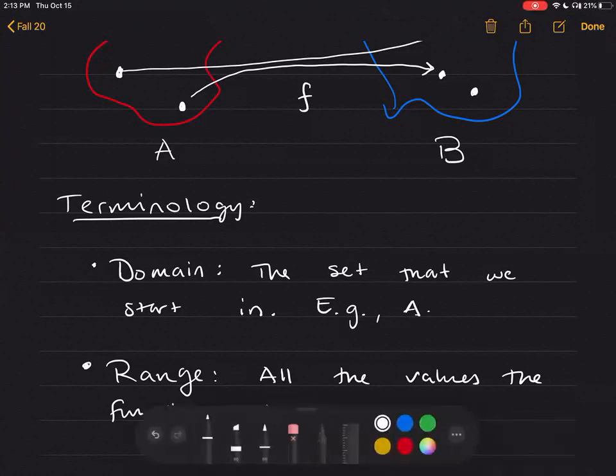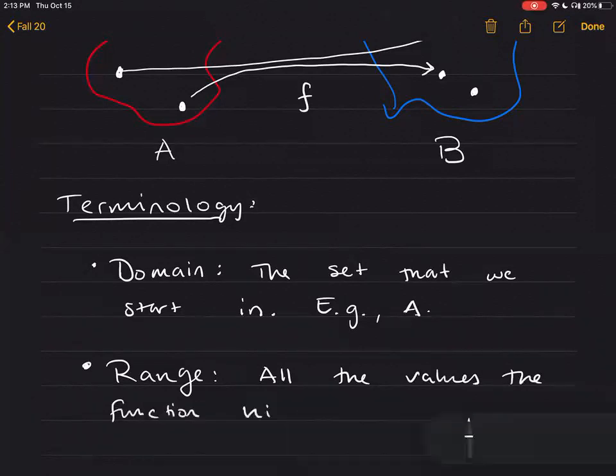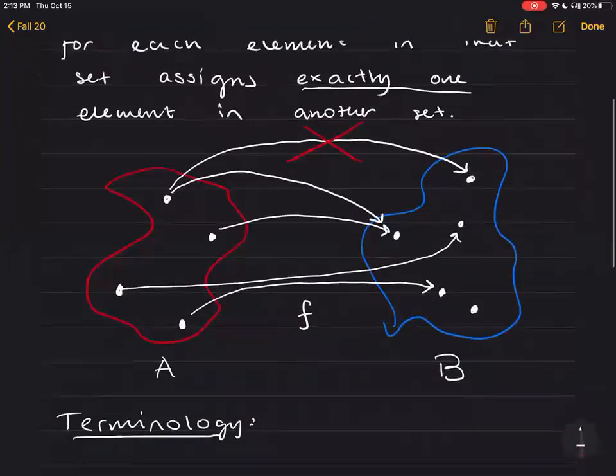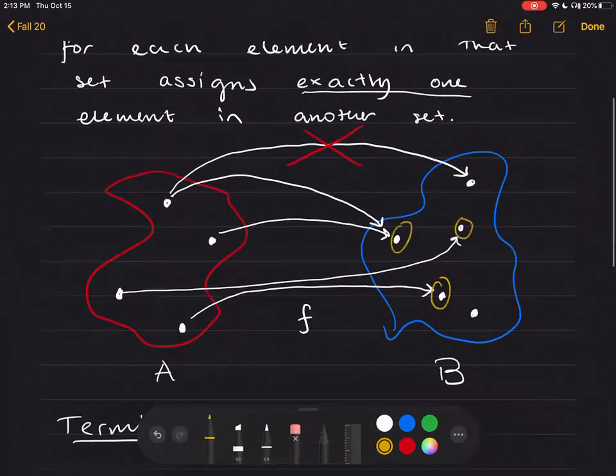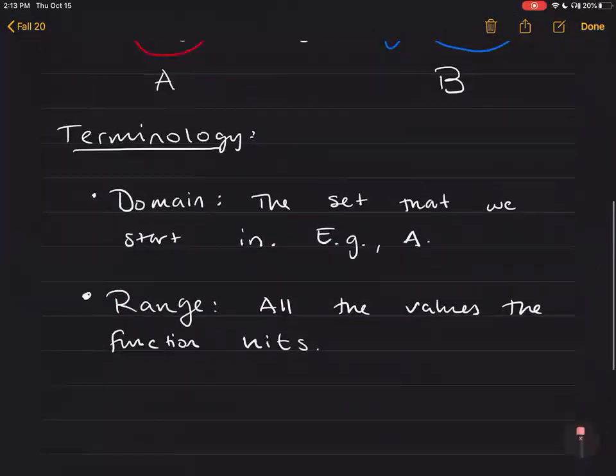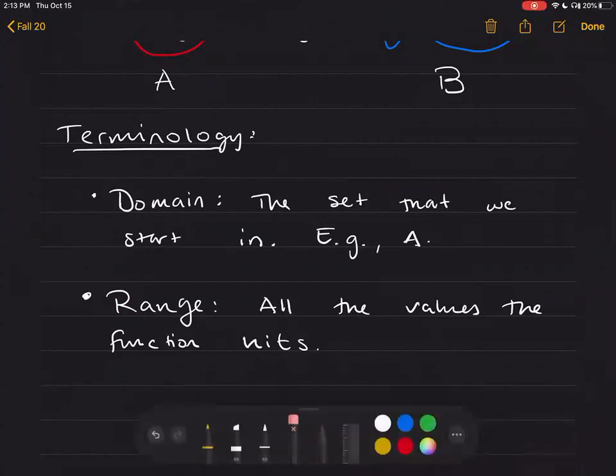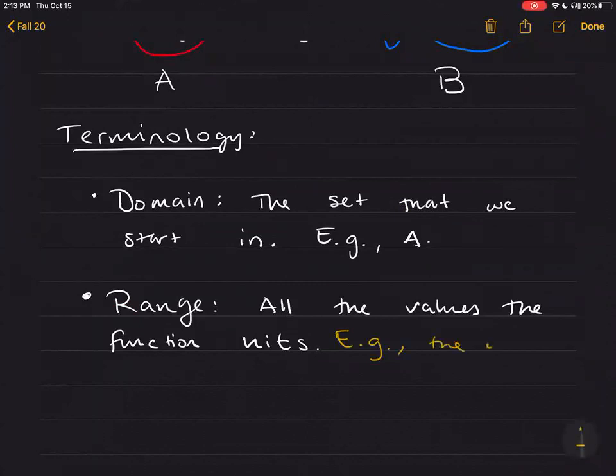So in our picture up here, the range would not be all of B because we missed this point right here. In fact, I think it would be these 4 points. Or sorry, not that last one. That arrow is not valid. It would be those 3 points. That's the range of f in this picture.